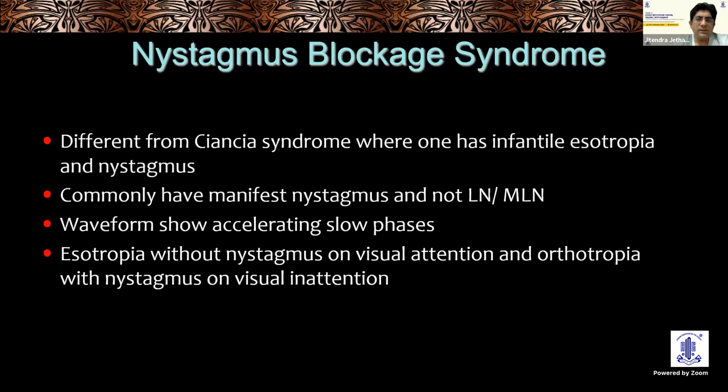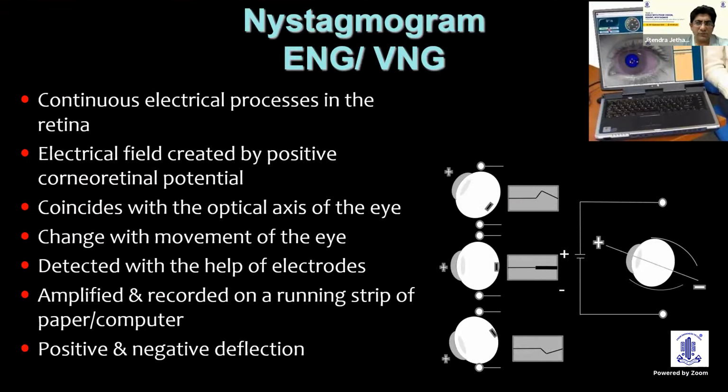Then there is a small subclassification, nystagmus blockage syndrome, which actually shows accelerating slow phases. There would be esotropia without nystagmus on visual attention, and orthotropia with nystagmus on visual inattention. This is what I was talking about. Just very briefly, we will see what an electronystagmogram is.